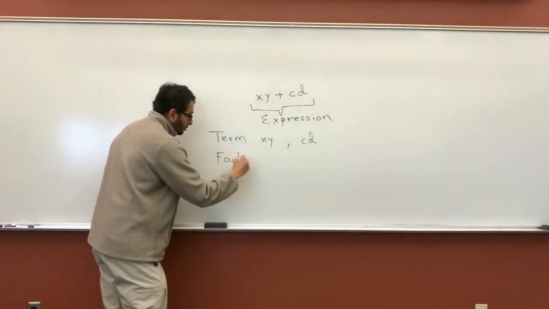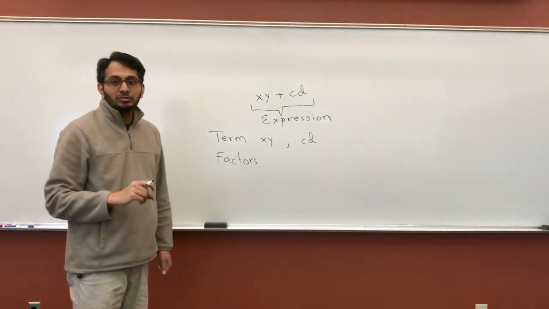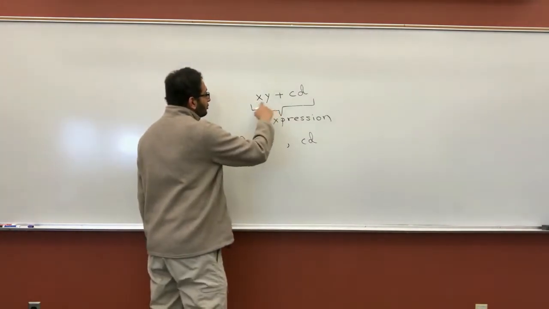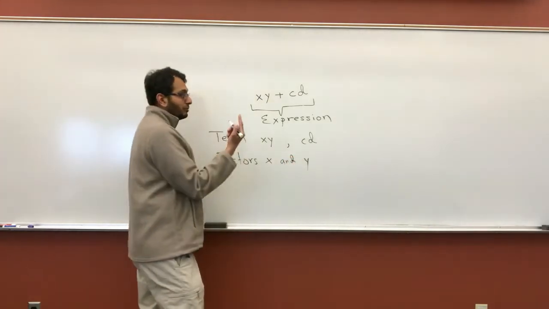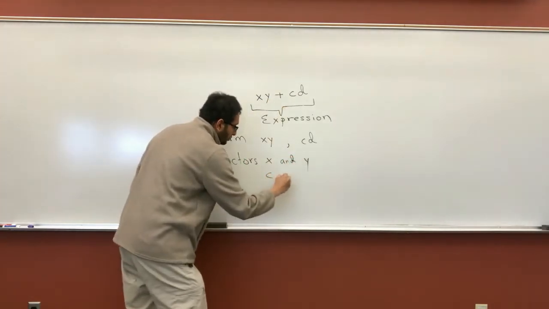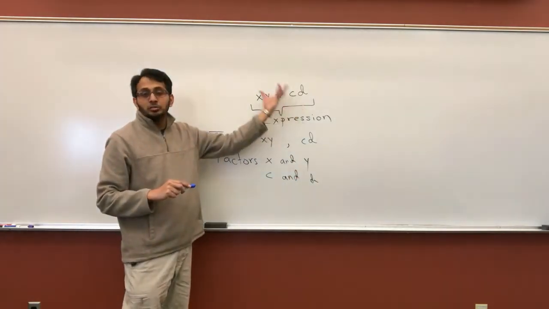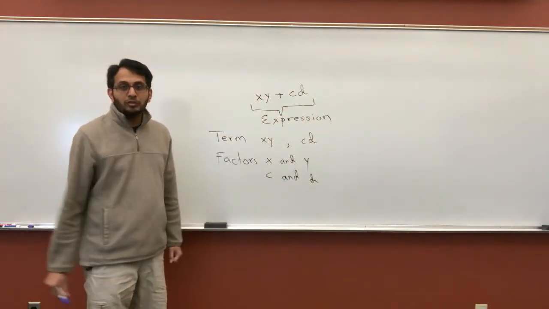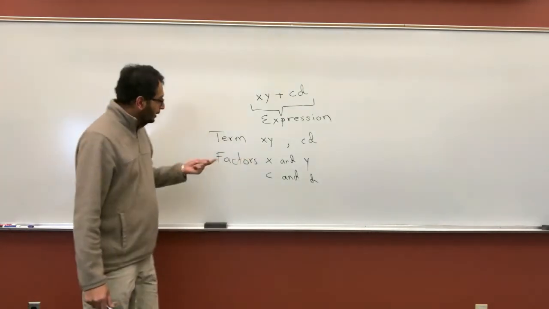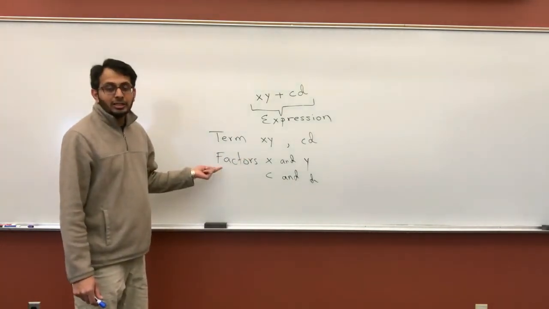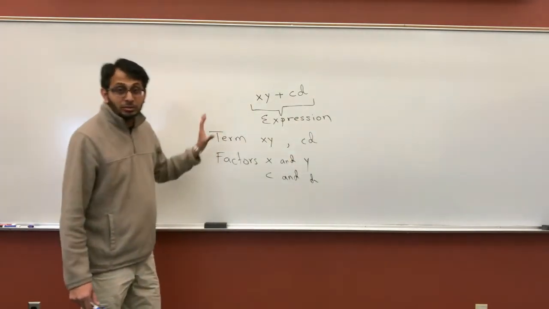Factors. Anything that is multiplying or dividing is considered to be a factor. So we have two factors here, x and y. In this term, we have two factors, and also in the other term, we have two factors. So an expression is one side of an equation where you're trying to solve things. Term, anything separated by addition or subtraction. And factors, anything that is multiplying or dividing. So these are some of the terminologies to keep in mind.